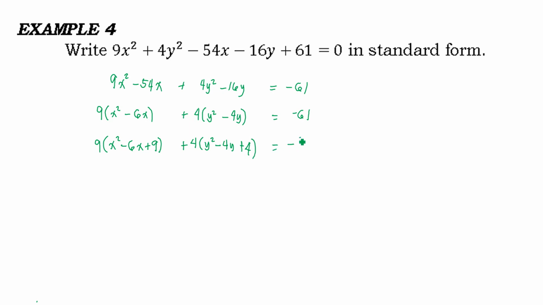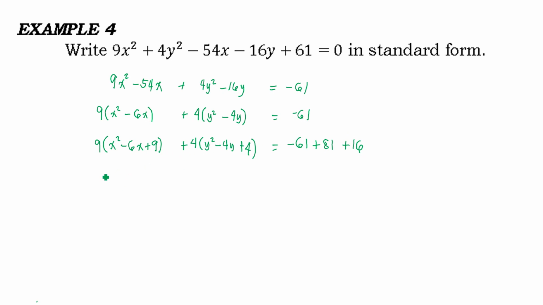So, remember kanina that whatever we write on the left side would be written also on the right side. So, dito, we have 9. However, the 9 here should be multiplied by the 9 outside the parentheses. So, therefore, this is plus 81. At dito naman, the 4 must be multiplied with the 4 outside the parentheses. So, plus 16.